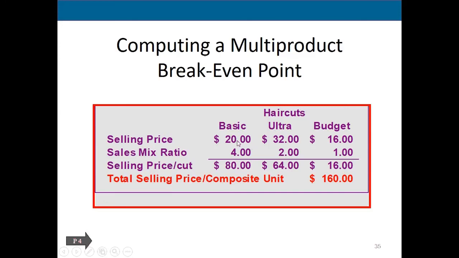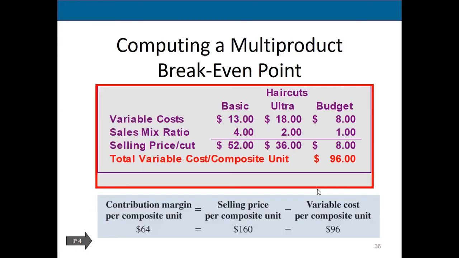So here's the composite unit selling price. All we're going to do is take the selling price of each one of those types of cuts and multiply it by the sales mix ratio. Simple enough. I mean, that's pretty simple math. Just take the selling price multiplied by the sales mix ratio to get the selling price per cut, and then we're just going to add them together, 80 plus 64 plus 16, to say that the total selling price per composite unit is 160. We're getting it down into this kind of like-kind thing.